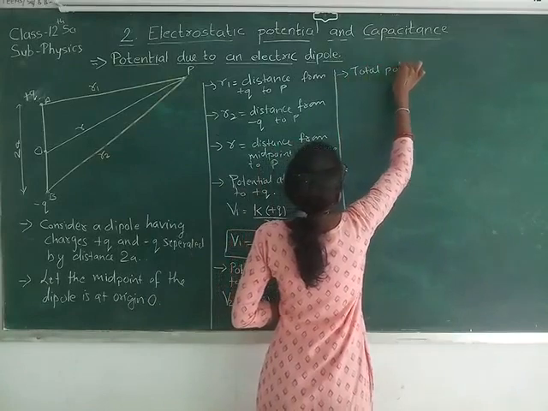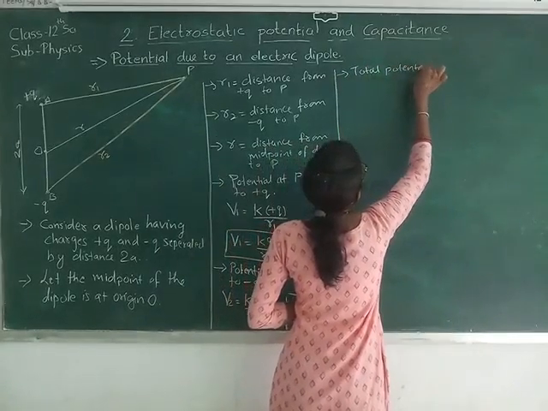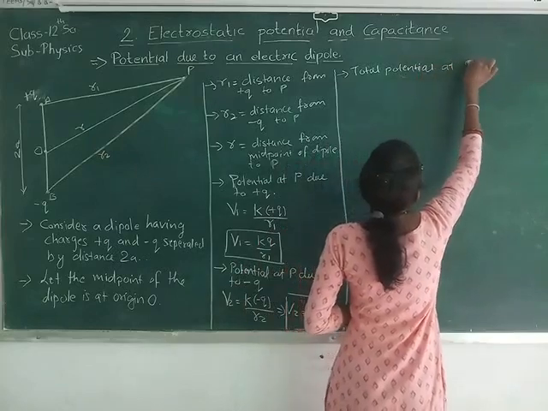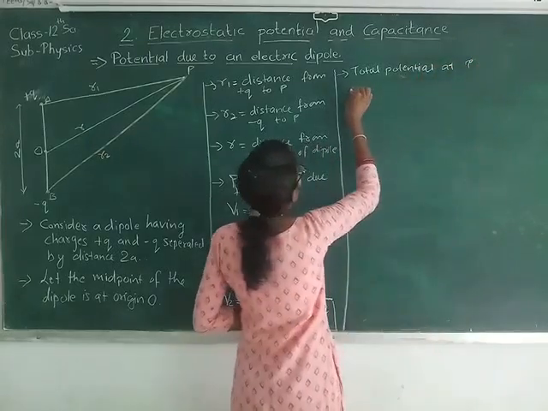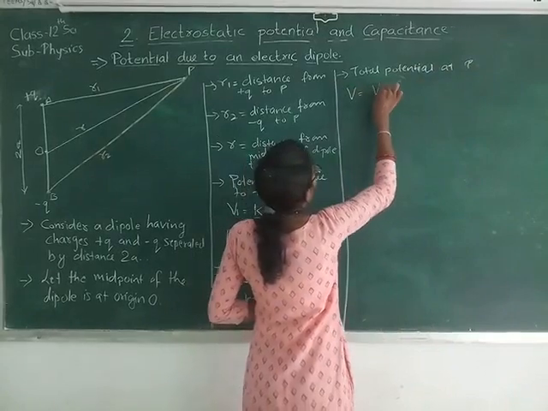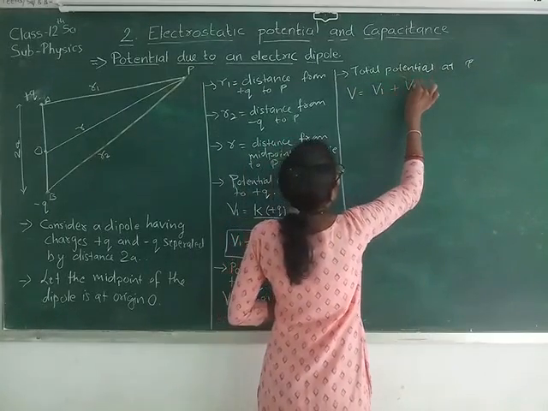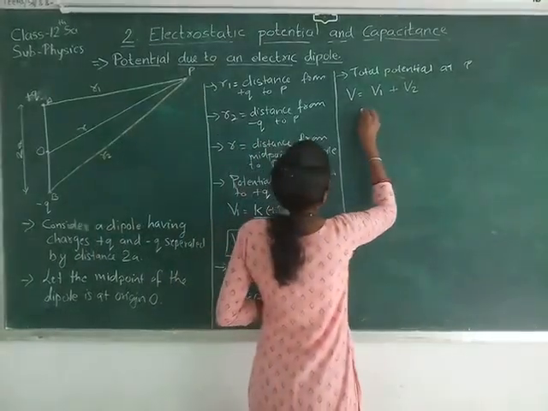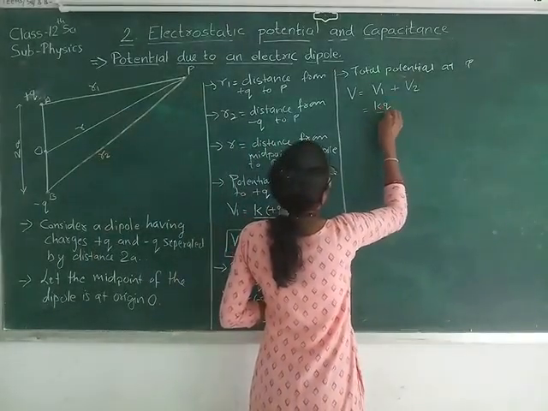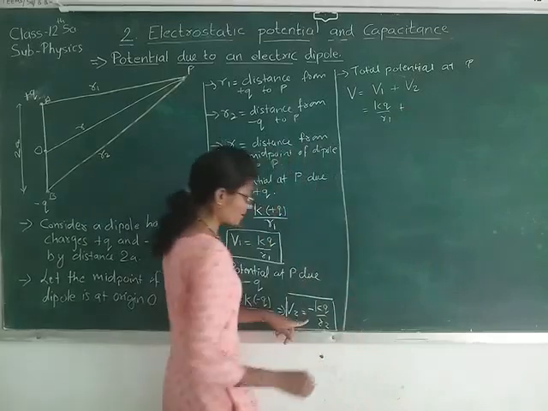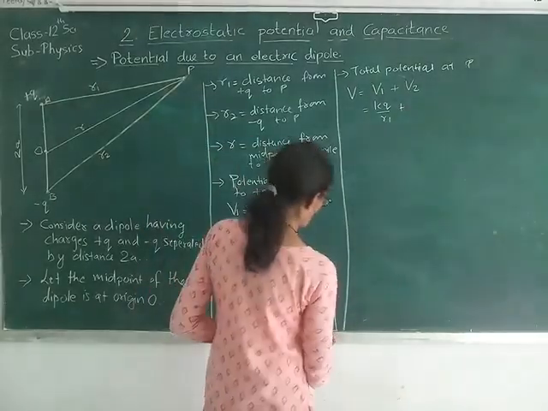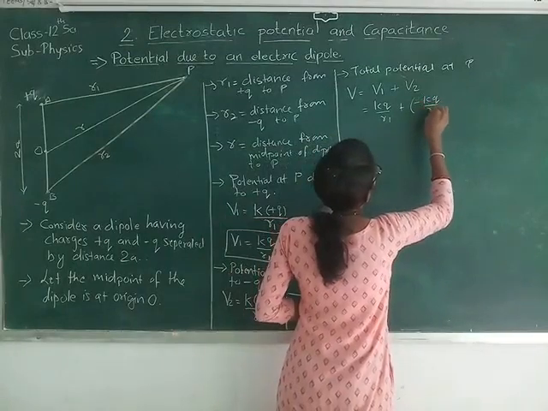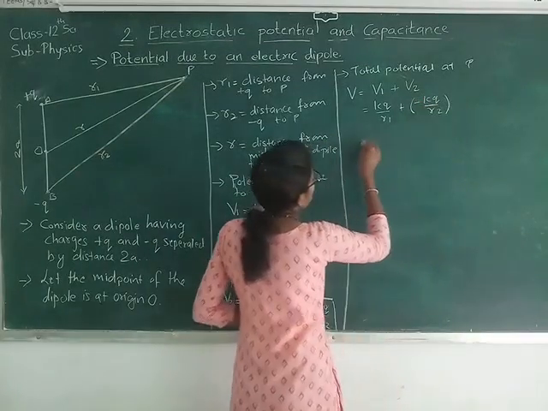So total potential at P, let it be V, equals V1 plus V2. Here V1 is what? kq upon R1. So that is kq upon R1 plus V2, which is minus kq upon R2.